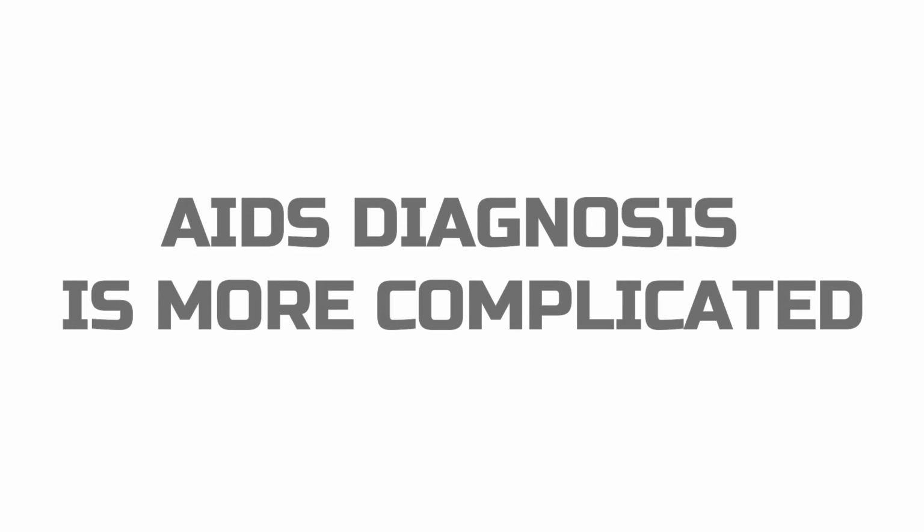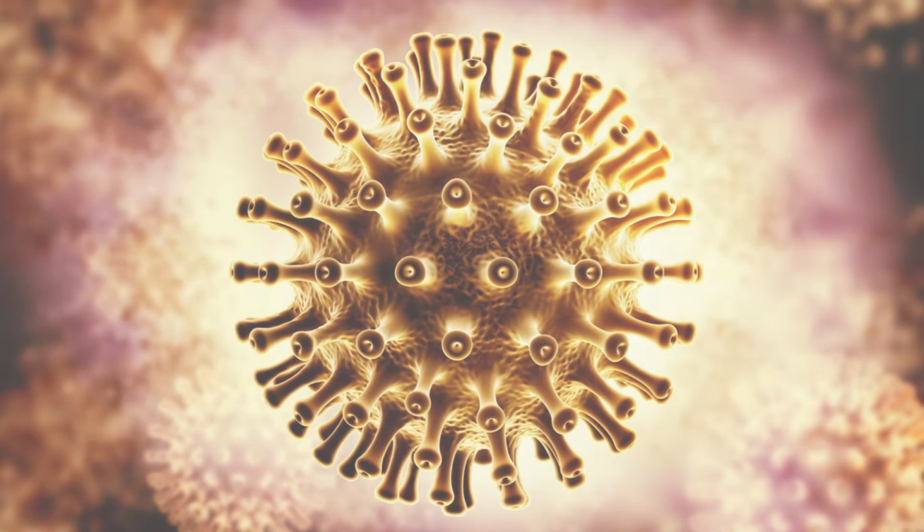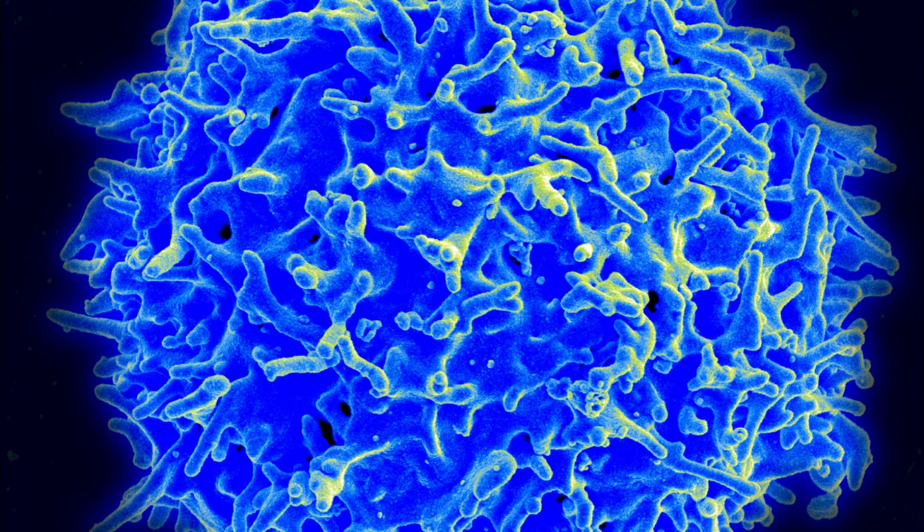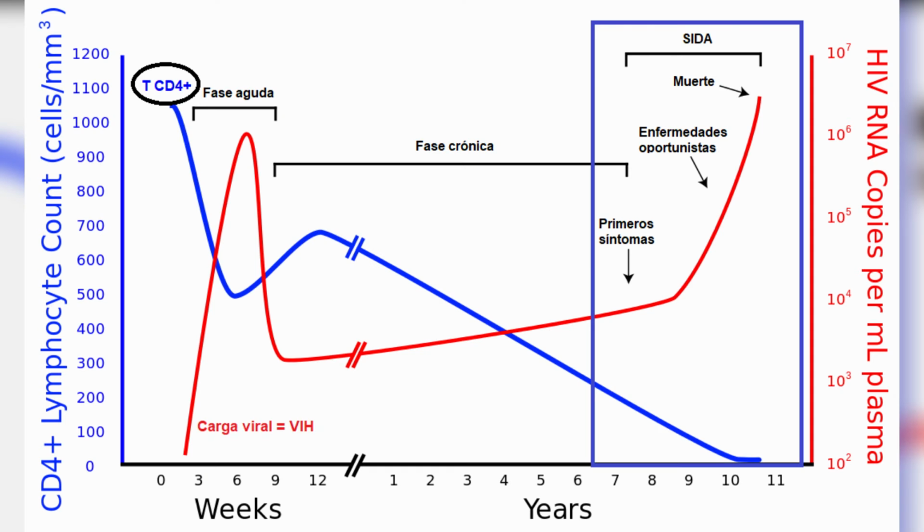AIDS diagnosis is more complicated. AIDS is an advanced HIV infection. Healthcare professionals look for some factors to determine if HIV latency has progressed to AIDS. Because AIDS destroys immune cells called CD4 cells, one of the ways healthcare providers diagnose AIDS is by performing a CD4 count. A person without HIV may have between 500 and 1,000 CD4 cells. When the cells have dropped to 200, a person with HIV is considered to have AIDS.